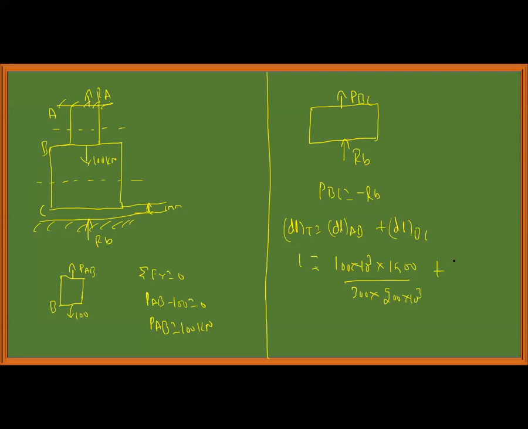plus, minus RB into 10 power 3 into 1500, divided by 400 mm square, the area of cross section, 400 into 10 power 3. Can you calculate and tell me what is RB?